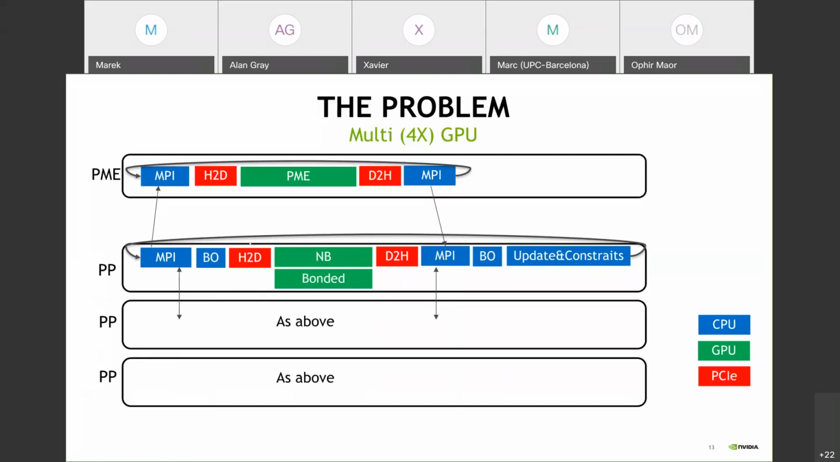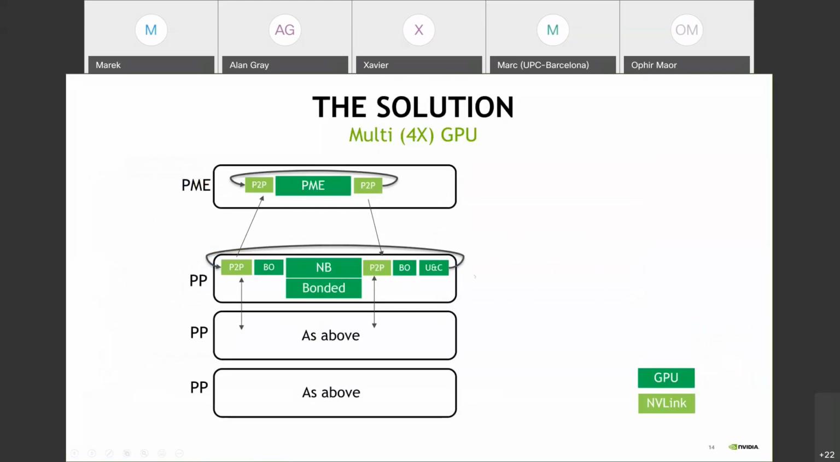So in the original code, this was all done on the CPU. Again, it's all blue. All the data was transferred across PCI, only the forces on the GPU, but there was PCI transfers and CPU MPI communications as well as the CPU compute. That's all been ported to the GPU.